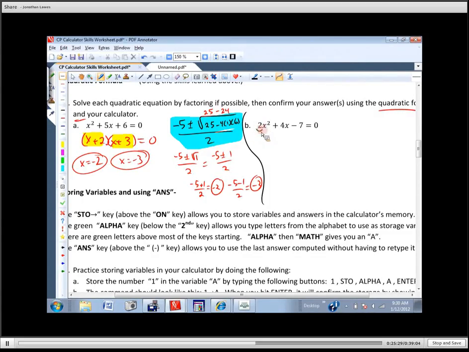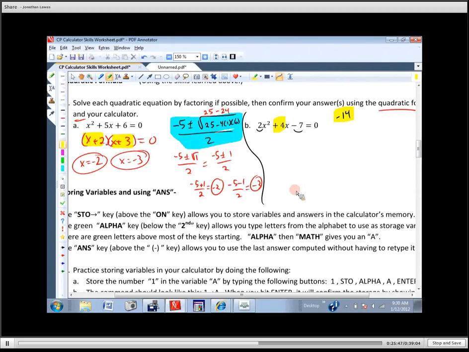We take that number and that number right there, the coefficient in front of the squared term and the -7, and we multiply those together. That's going to be a -14. And then we look at the -14 and we look at the +4. Are there numbers that multiply to be -14 that combine to be +4?